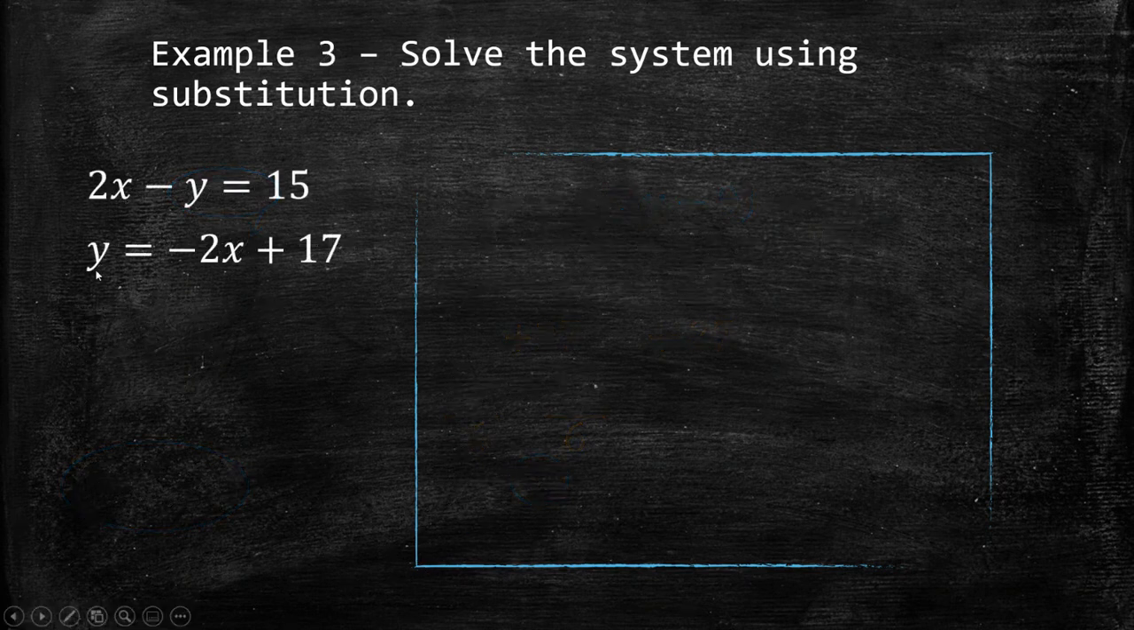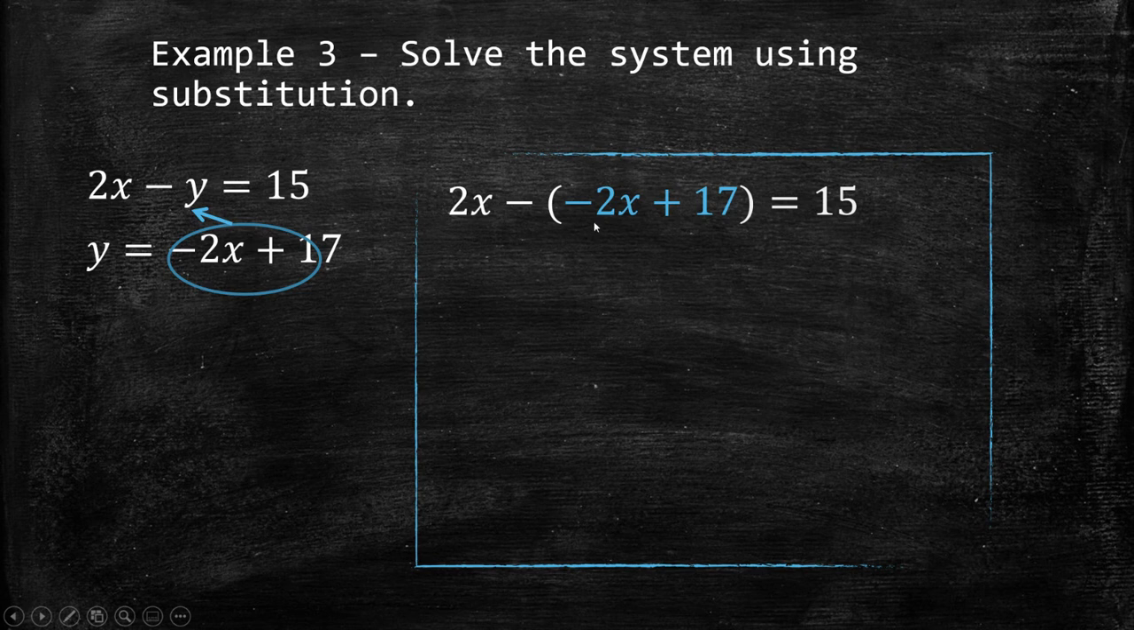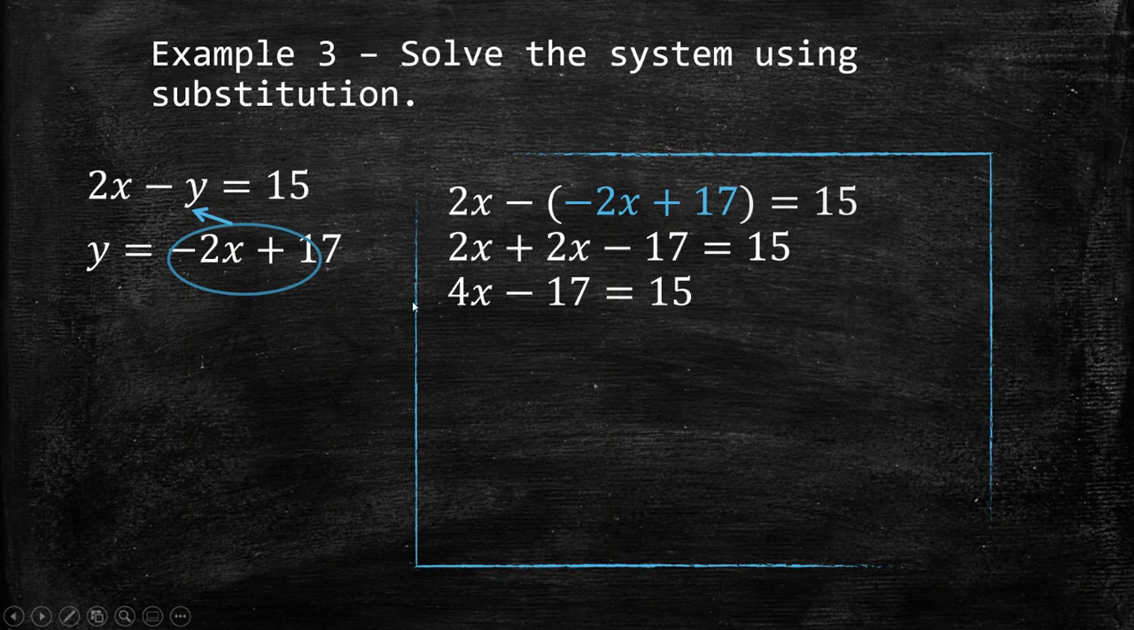In example 3, this bottom equation is solved for y. So I'm going to take the expression that y equals and substitute it for y in that first equation. So first I would write this equation down, and in place of y, I would put parentheses. Then inside the parentheses, we put the negative 2x plus 17. Then distributing negative 1, that becomes plus 2x and then minus 17. Combine like terms, 2x plus 2x gives us 4x. 4x minus 17 equals 15. So then we would add 17 to both sides and divide both sides by 4.